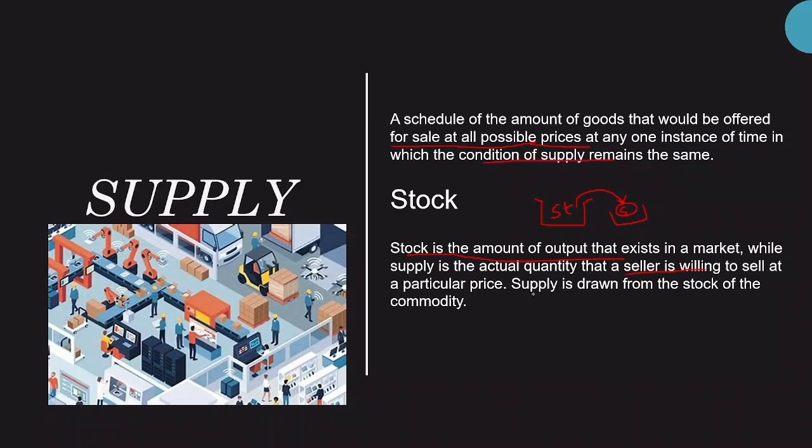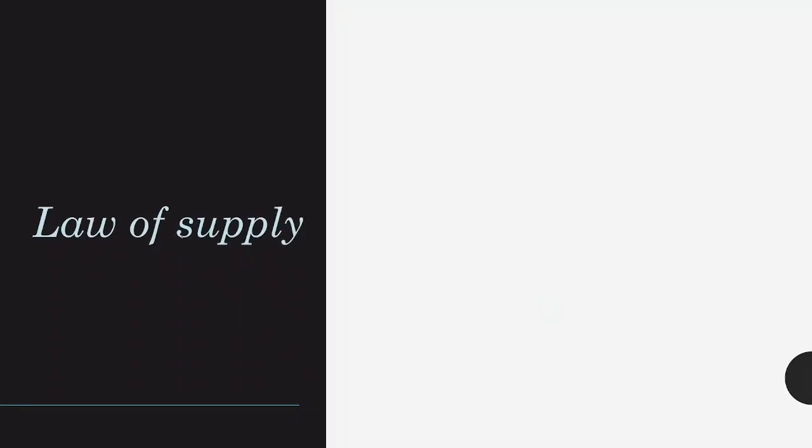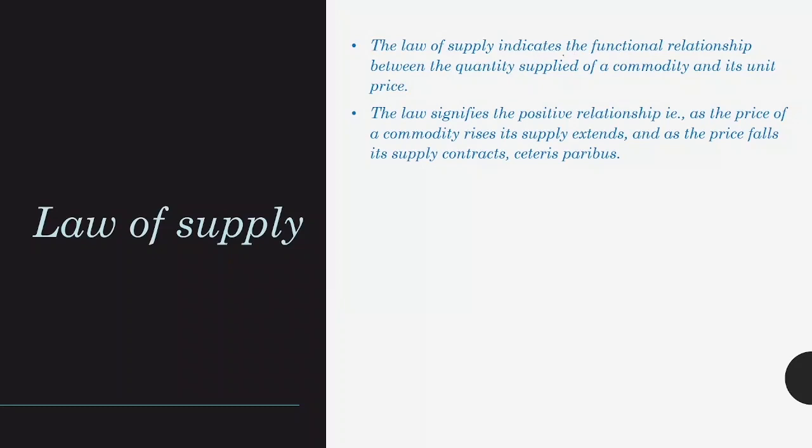So this is the basic difference. Now, like law of demand, there is law of supply, and law of supply states that it indicates a functional relationship between the quantity supplied of a commodity and its unit price, and there is a positive relationship, that is, as the price of commodity increases, its supply extends, and as the prices fall, its supply contracts, and we are taking all the factors constant.